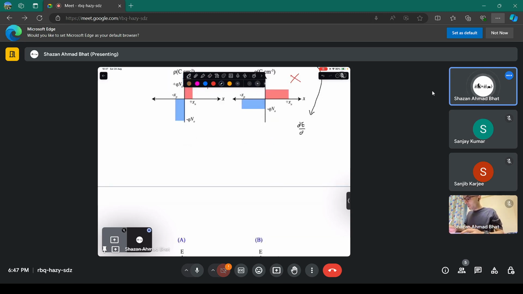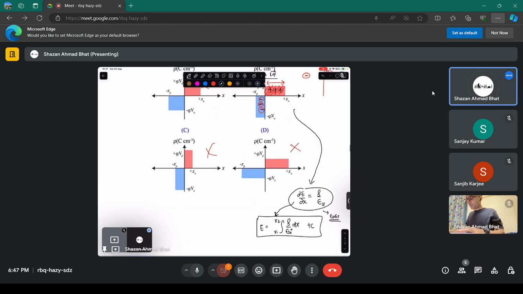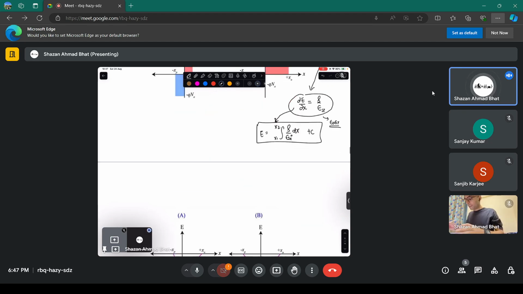You have this particular thing equivalent to rho over epsilon silicon, if this is silicon, and this is epsilon naught epsilon r, and you know the values of each. How we need to find the electric field is here: the electric field will be equivalent to the integral of rho over epsilon silicon dx, from x1 to x2, plus some integration constant, let's say c. Then how we are going to solve this is now a simple mathematical problem.